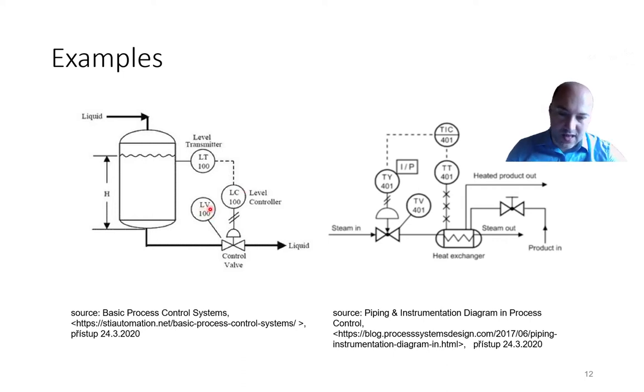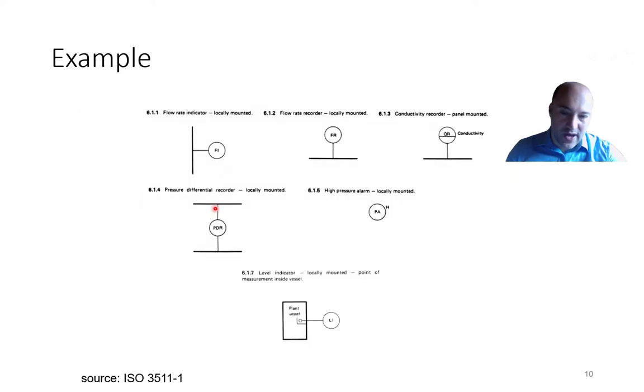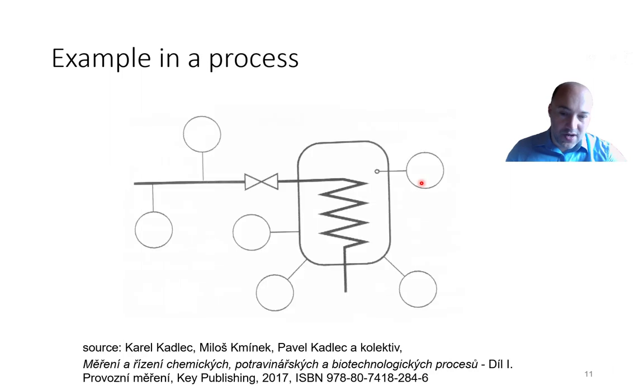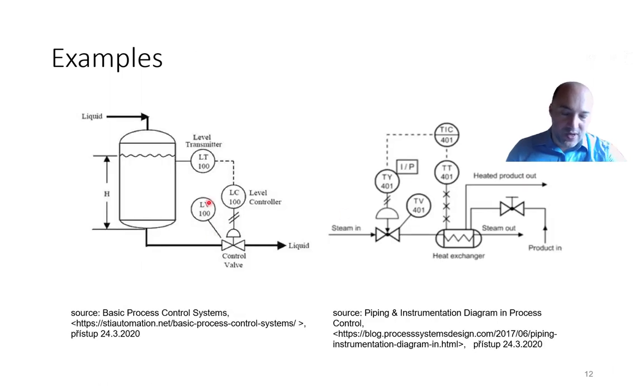And here this last one, LV, so L stands for liquid level. And here we can see, okay, the letter V on this position stands for valve or an actuator. So what we are doing here is that we say, okay, this is an actuator that is controlling the liquid level.